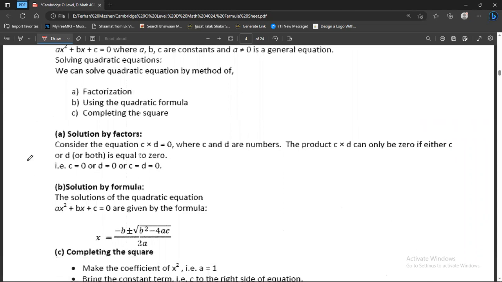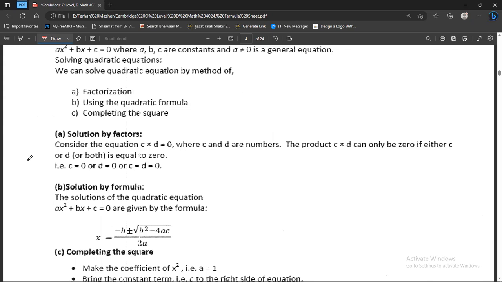Solution by factorization, by factors. Consider the equation c multiplied by d equals 0, where c and d are numbers. The product of c and d can only be 0 if either c or d or both are equal to 0. So when two numbers multiply with each other and their product is 0, that shows that either the first number is 0 or the second number is 0 or both of them are 0. This is a very important concept which we use in the solution of the quadratic equation by factorization.